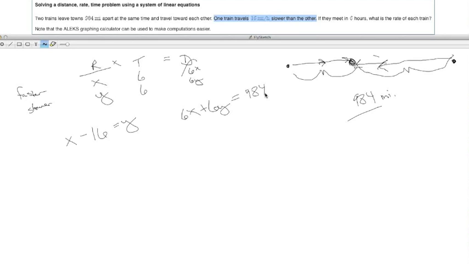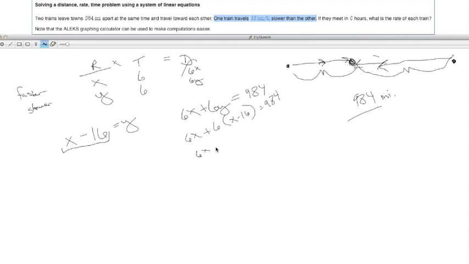The directions say you can use the graphing calculator to solve, but I'm going to just solve it by the substitution method. So this equation is already solved for y. Y equals x minus 16. So I'm going to plug x minus 16 in for the y in this equation. That's the substitution method. So 6x plus 6 times x minus 16 equals 984.